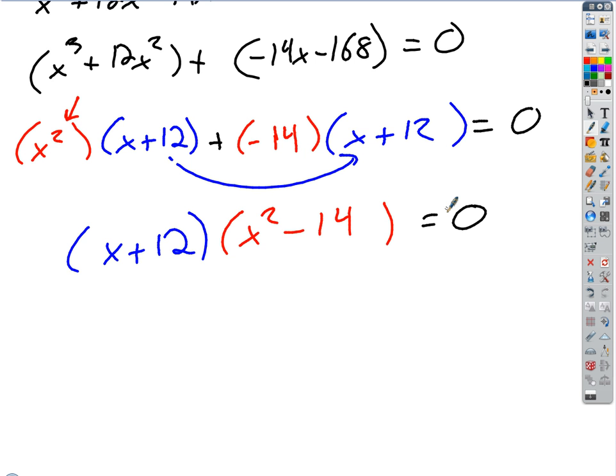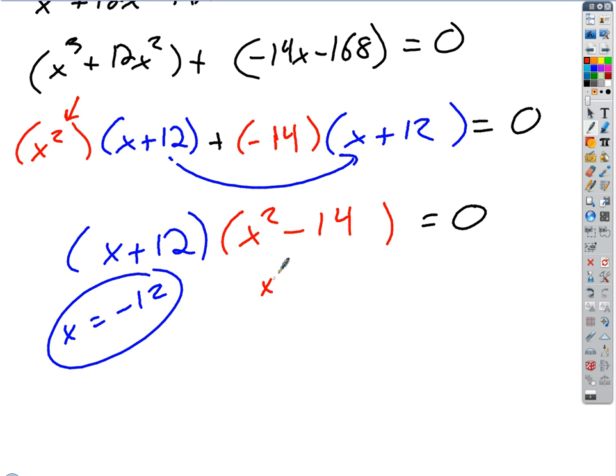So what's going to be my solution to the first mini equation if I set it equal to 0? Negative 12. Do we need a plus or minus on that one? No, we don't on that one, do we? The next one we do. Good. So the next one, I'll add 14 to the other side if I set it equal to 0.